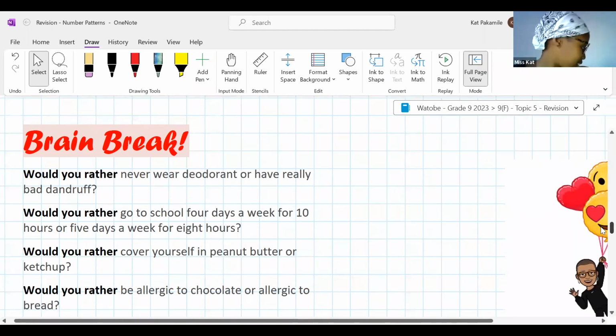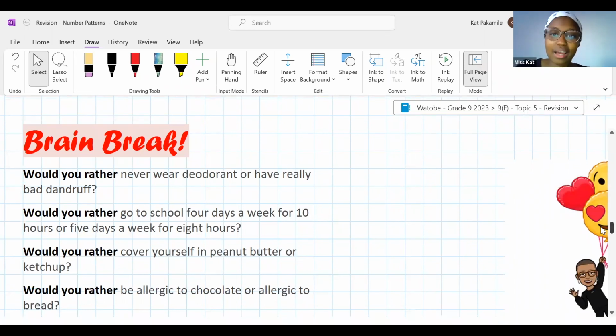This is a silly one. I need to charge my stuff. Would you rather be allergic to chocolate or bread? Chichi says bread. Chichi, you don't care about your life, ne? You just want to eat the nice stuff. Rather be allergic to bread, as long as I can eat chocolate.